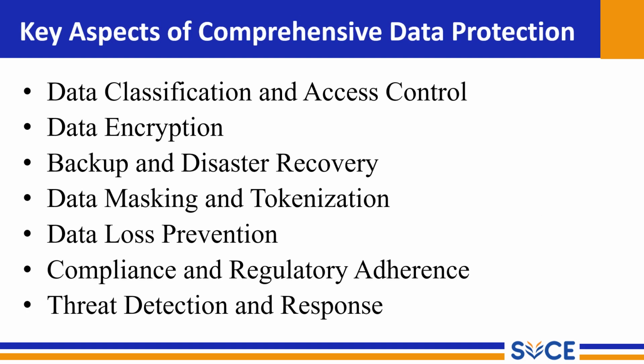One of the key aspects of comprehensive data protection is data classification and access control. We have to identify and categorize the data based on sensitivity, for example, public, internal, or highly confidential. We have to implement role-based access control and apply the least privilege principle to restrict data access. And you have to use IAM solutions like AWS IAM, Azure AD, and Google IAM.